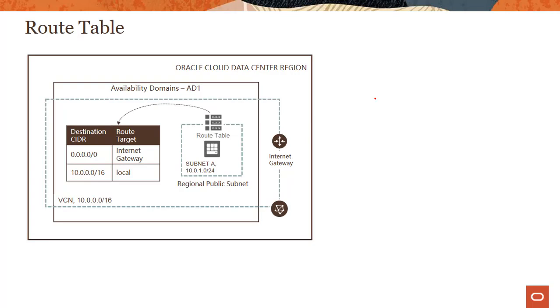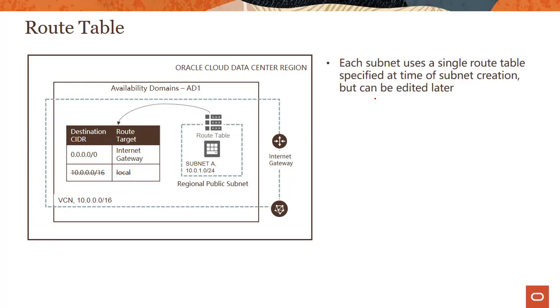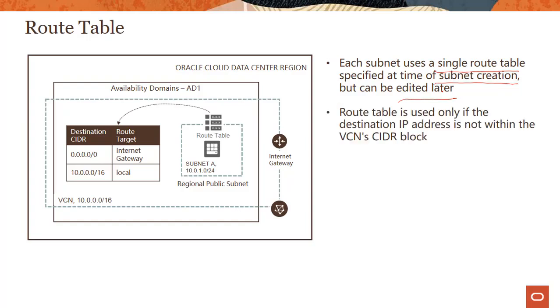Now, important considerations to keep in mind: each subnet uses a single route table. So each subnet can only have a single route table. You can specify that when you are creating the subnet, or you can edit it later if you are not sure what kind of route table to use. You could edit that later.